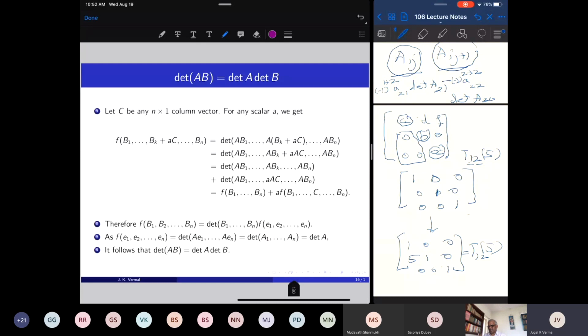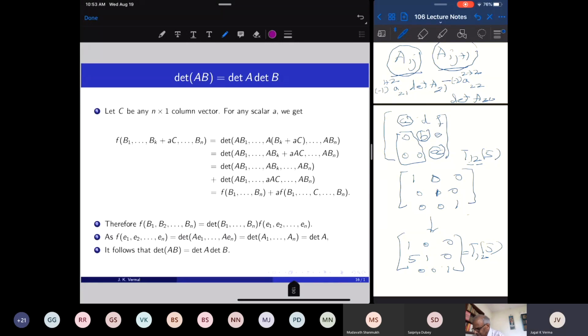So I didn't apply any formula for the determinant of a matrix. I simply constructed a function which is multilinear and alternating, and used that this multilinear alternating function is a scalar multiple of the determinant function. And then I used the formula for F to find out its value on the identity matrix. That turned out to be determinant of A, and that gives me determinant of A times B is determinant of A times determinant of B.